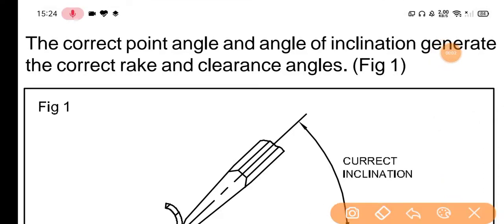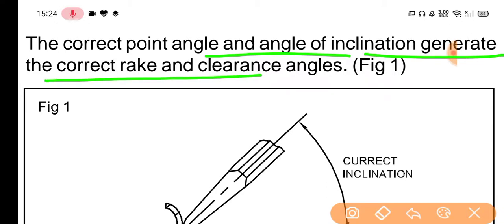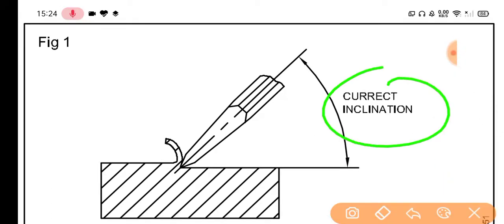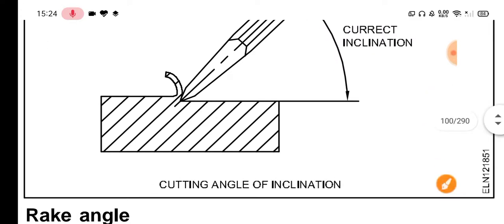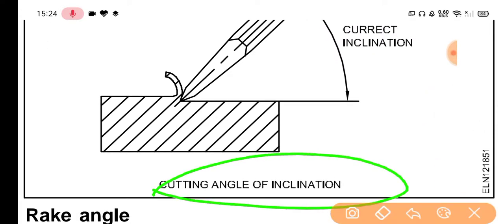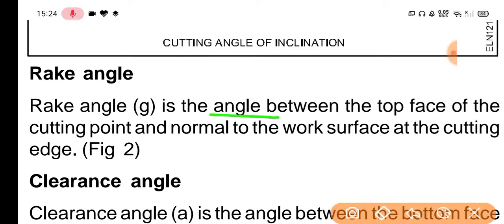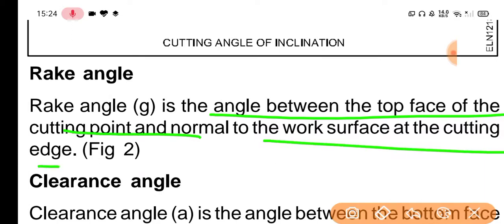The correct point angle and angle of inclination generation. The correct rake and clearance angle picture is shown, given that this is the correct inclination and cutting angles. Rake angle: the rake angle is the angle between the top face of the cutting point and the normal to the work surface at the cutting edge.